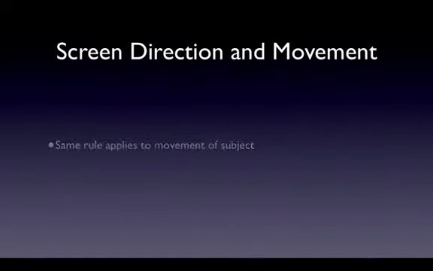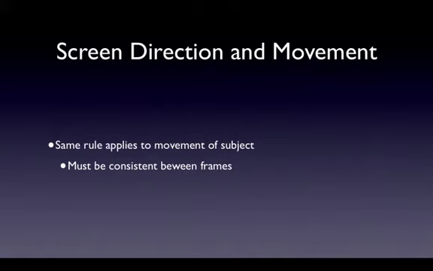This screen direction rule also applies to movement of a subject between frames. A subject's on-camera movement direction has to be the same in each frame that is cut together. So if a subject is moving from left to right in one shot, they'll exit the frame on the right. In order to be consistent then, and keep them moving left to right in the next frame, they'll have to enter on the left. This next video gives you a good example of what I'm talking about.